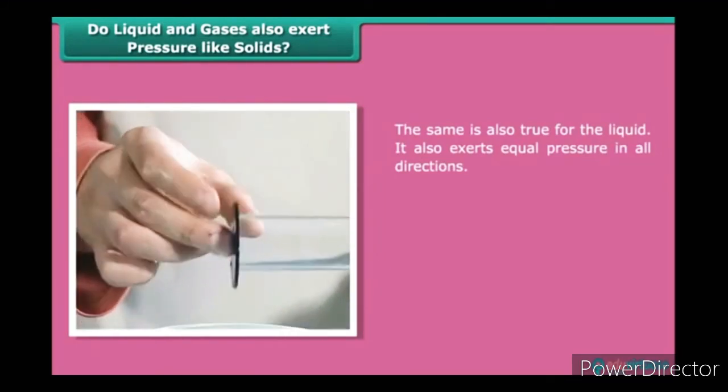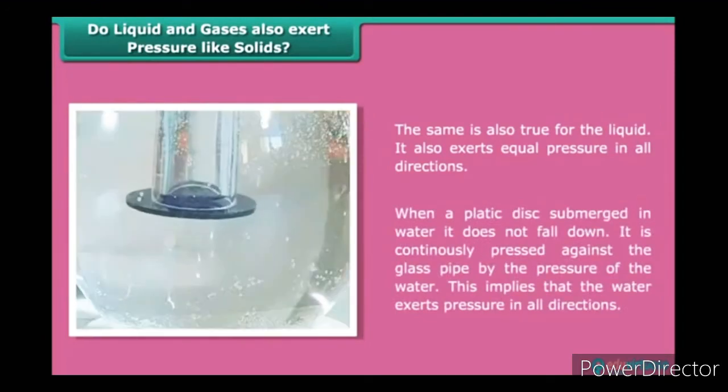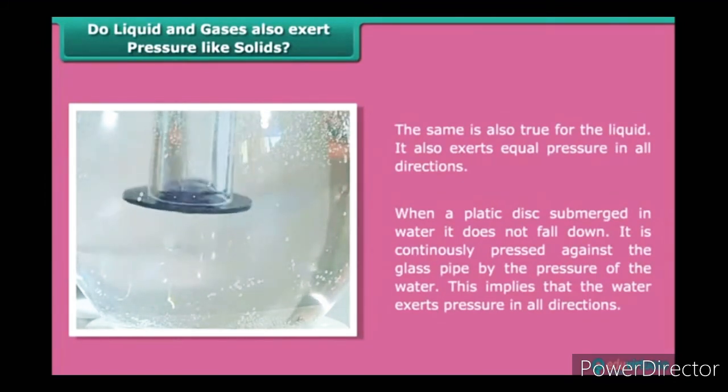When a plastic disc is submerged in water, it does not fall down. It is continuously pressed against the glass pipe by the pressure of water. This implies that the water exerts pressure in all directions.